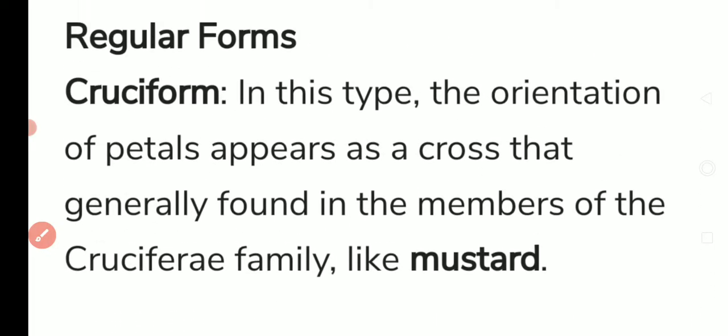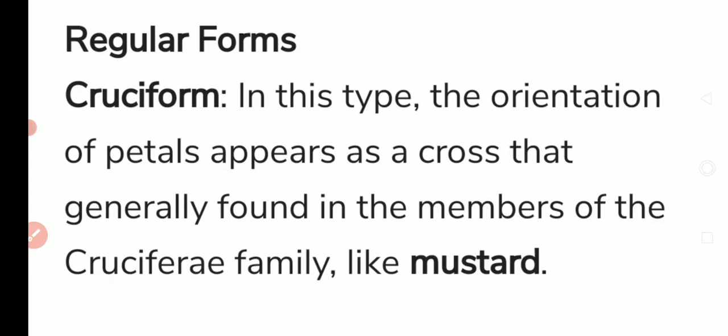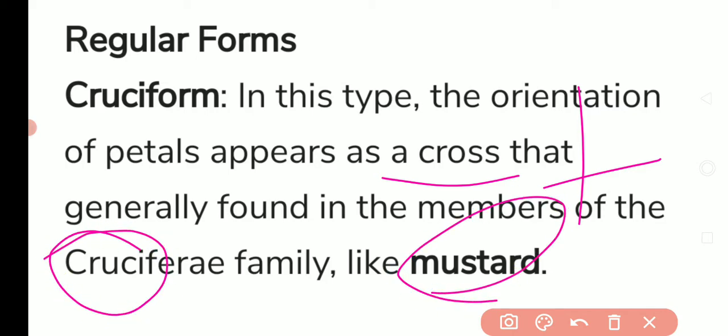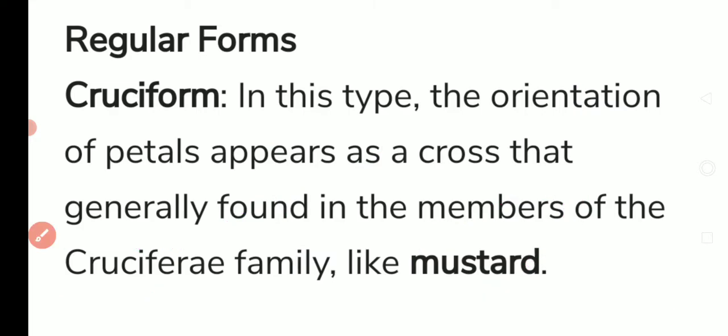Let's look at the cruciform. Here the petals appear as a cross. An example where it is found is in the cruciferous family, meaning the mustard family. All the mustard family plants have the cross form of the petals. Cruciform, like crucify.